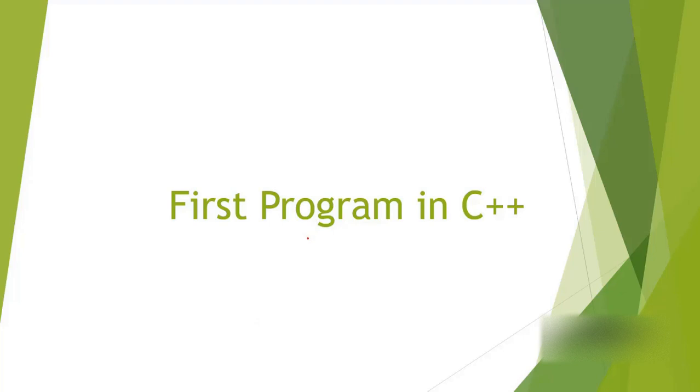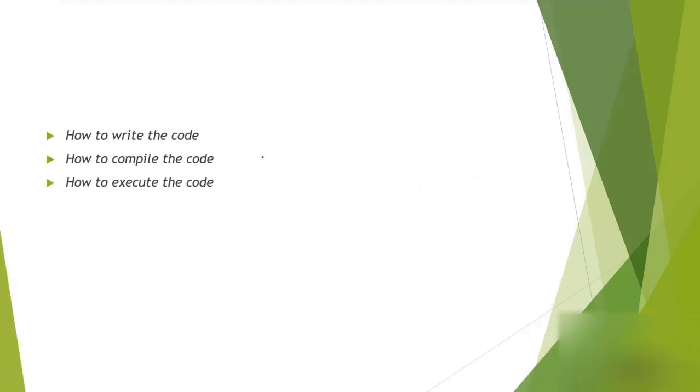Today our topic of discussion is the first program in C++. This is a very important topic, or we can say this is the first step to learn C++ programming. So let's begin. In this video we are going to cover three topics. First is how to write the code, second is how to compile the code, and third is how to execute the code. To write the code, we need to understand the programming structure of C++.